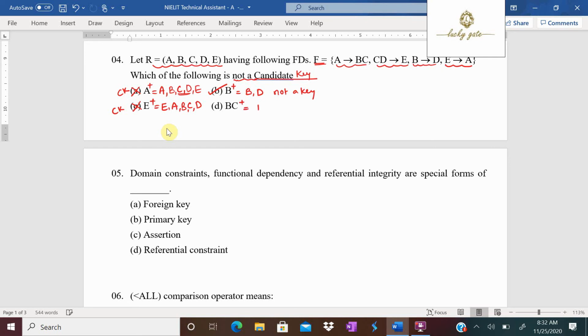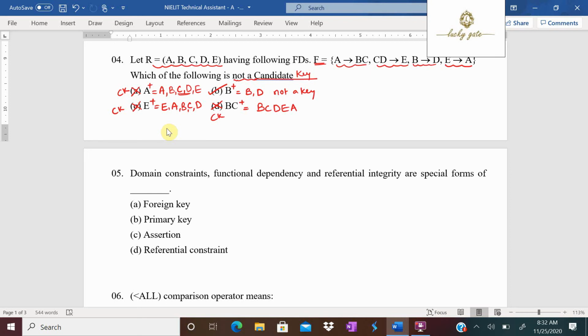Similarly, check for BC closure. BC. With B we will get D. With CD we will get E. With E we will get A. So this is also a candidate key. Because the question is not candidate key, option D is incorrect. Among the four options, which is not a candidate key? Option B. So B is the answer for the question.